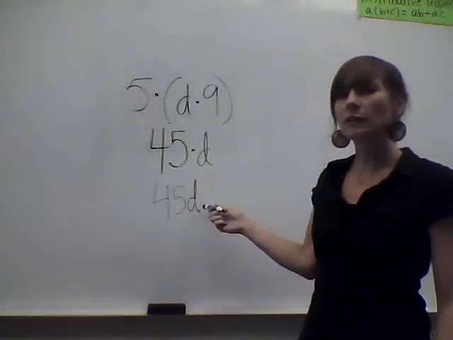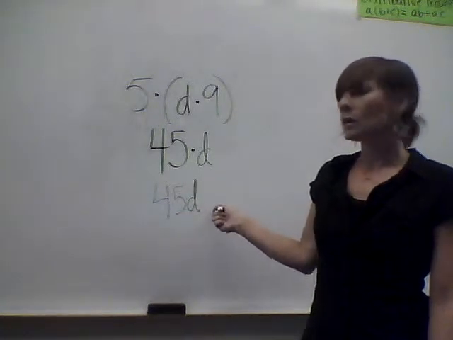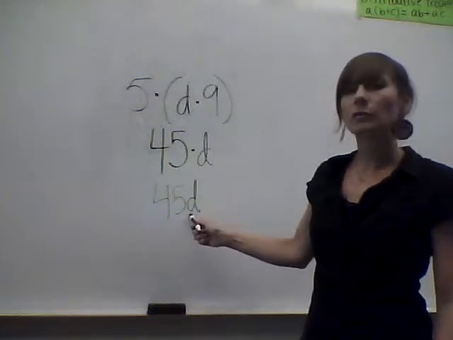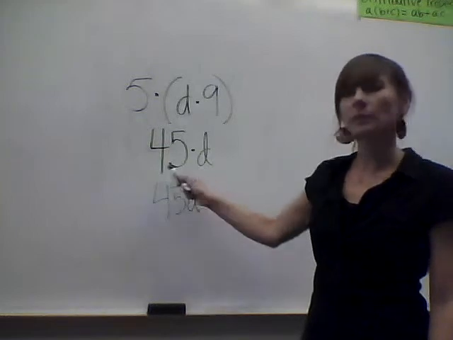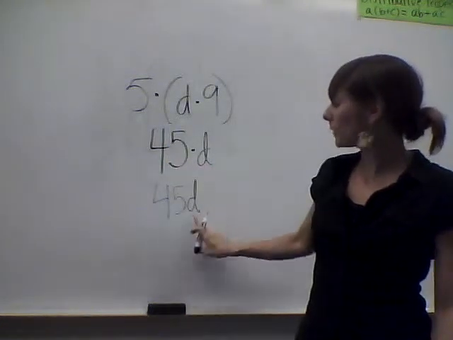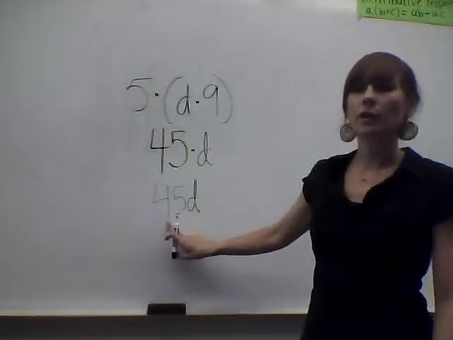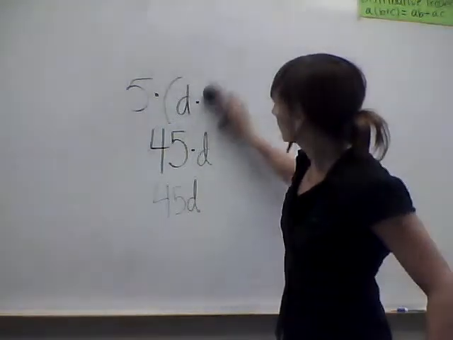That doesn't mean if d equaled 2 that this would be 452. Okay, if d equaled 2, this would be 45 times 2. Okay, the d just represents a number and it's being multiplied. Automatically you know it's being multiplied if it's next to the number and it's a variable, whether you know what it equals or not. Okay.